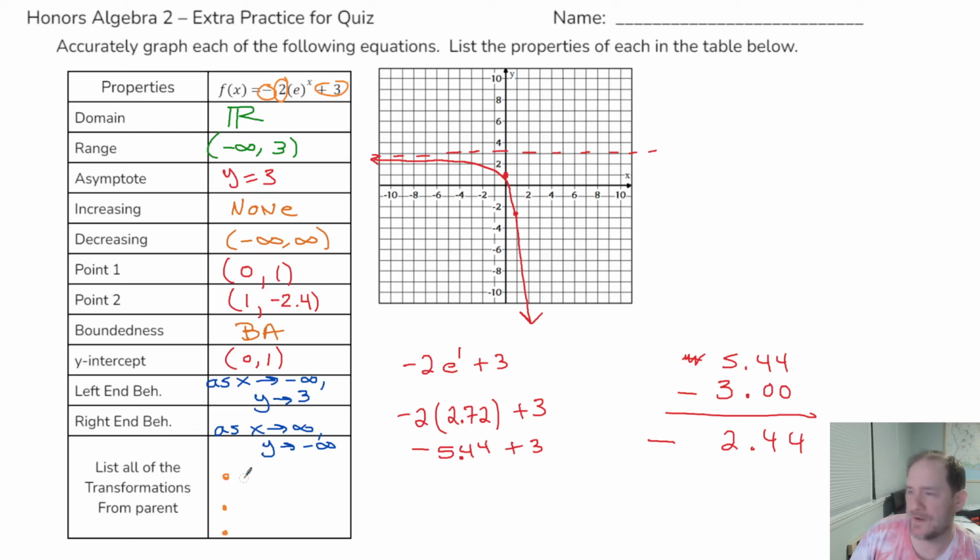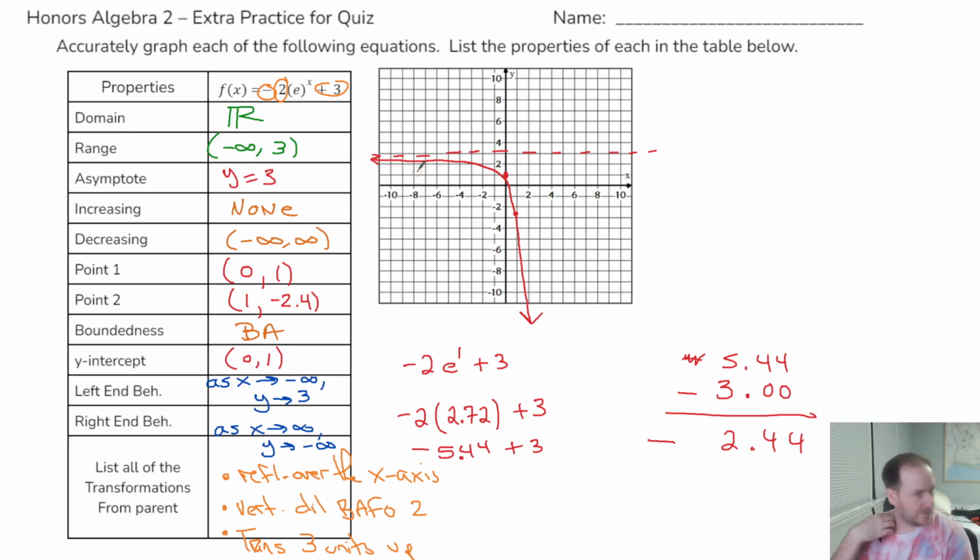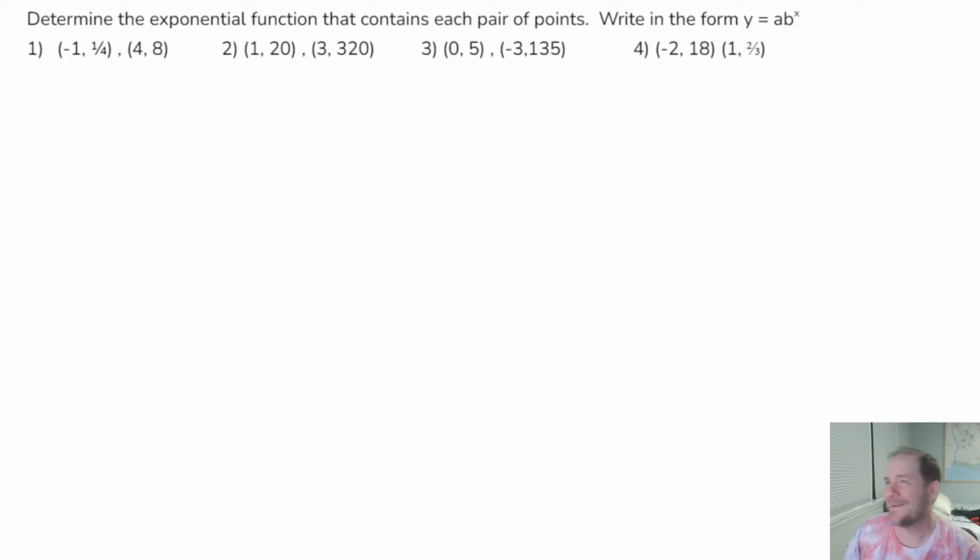And we'll start with the reflection over the x-axis. Then we'll be vertically dilated by a factor of 2. And then translated 3 units up. And that's it for graphing. Hopefully you feel good about that. And we can move on.